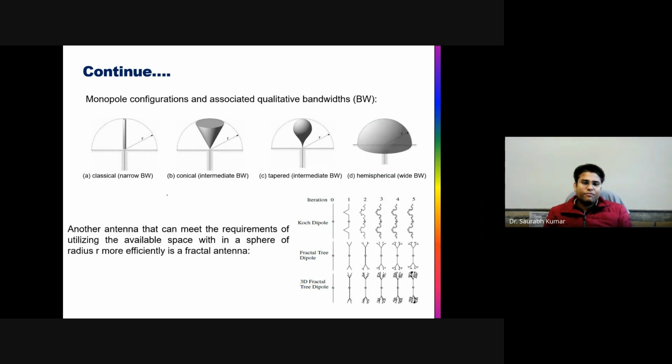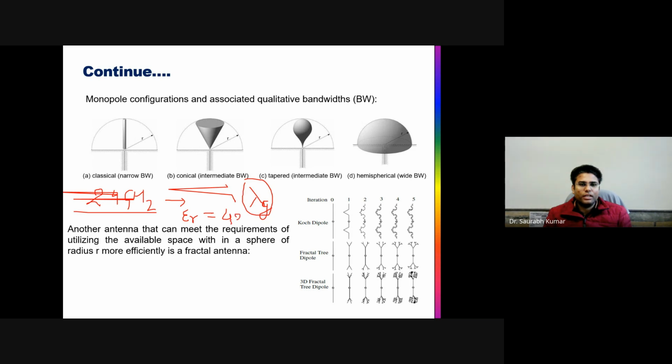So I am saying that if you are designing, let's say, for a 2.4 gigahertz antenna, there will be some wavelength, the operating free space wavelength, or there will be the guided wavelength, you can say. So this is your guided wavelength. If you are fixed with epsilon r equal to, let's say, 4.3, you are designing with FR4.